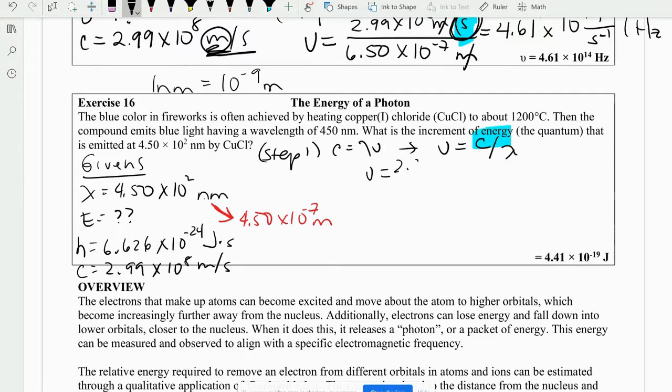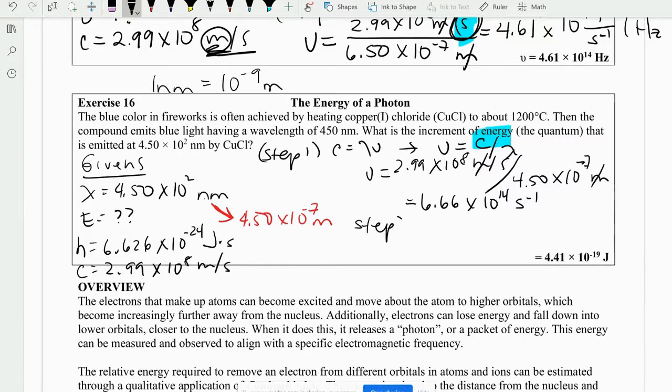Frequency equals the speed of light, 2.99 times 10 to the 8 meters per second, divided by wavelength, which I just converted out of nanometers and put into meters, 4.50 times 10 to the minus 7 meters. I plugged this in on my calculator, you guys, and I got 6.66 times 10 to the 14. And what would the units of frequency be? You could say hertz or s to the minus 1, which is what we'll do, because, by the way, these two units canceled.